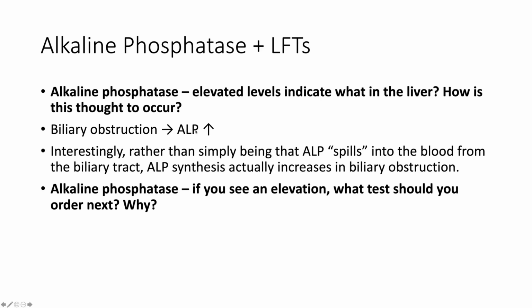You would think that AST and ALT and alkaline phosphatase should all increase by the same degree if you had liver damage, like hepatitis. But that's not actually true. AST and ALT go up much more than alkaline phosphatase does.